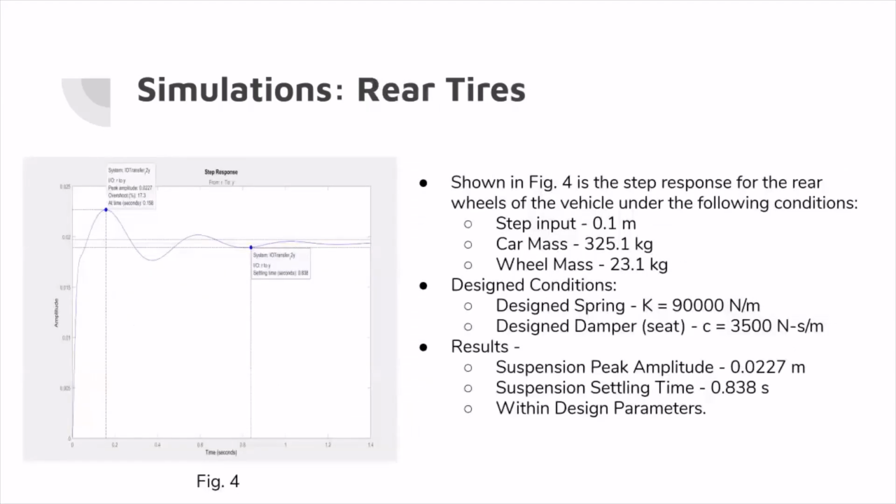For the rear tires, the following step response plot was created. Shown in figure 4 is the step response for the rear wheels of the vehicle under the following conditions: a step input of 0.1 meters, a car mass of 325.1 kilograms, and a wheel mass of 23.1 kilograms. The conditions that we designed the springs to be was a K of 90,000 newtons per meter and a designed damper of 3,500 newton seconds per meter.